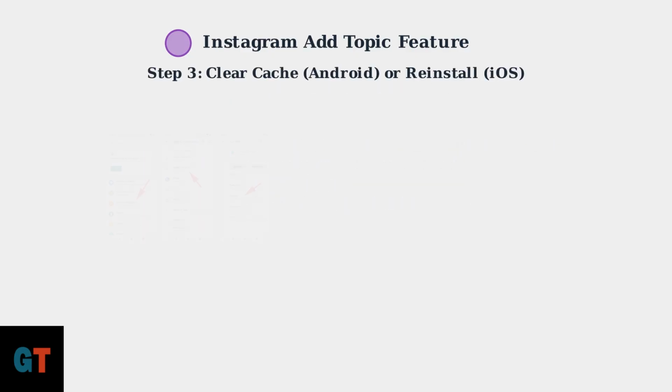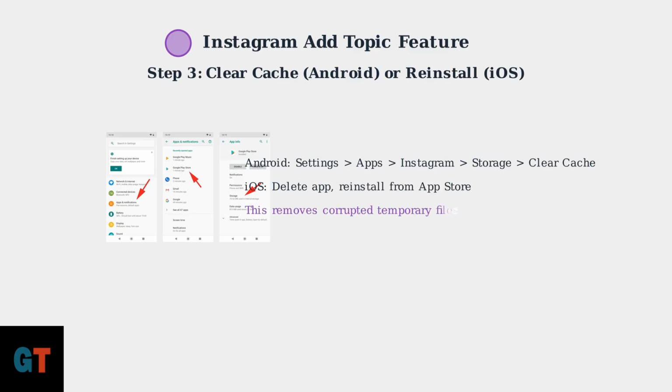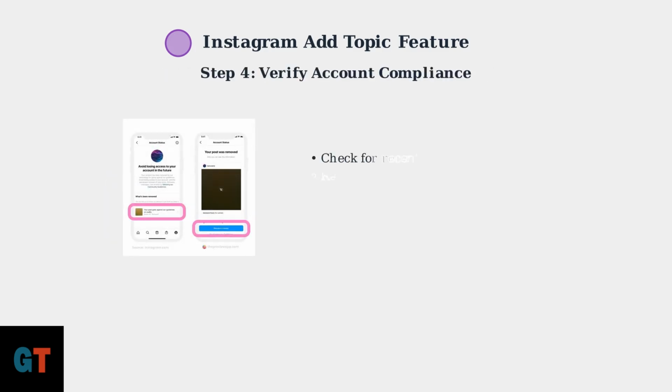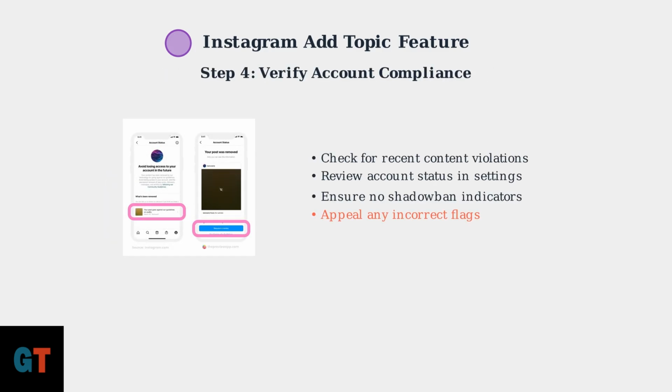For Android users, clear the Instagram app cache through your device settings. iOS users should delete and reinstall the app. This removes corrupted temporary files that might be hiding the Add Topic feature. Instagram may hide features from accounts that have violated community guidelines. Check your account status for any recent warnings or content removals that might be affecting feature availability.